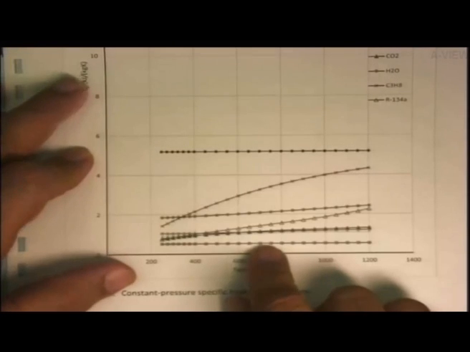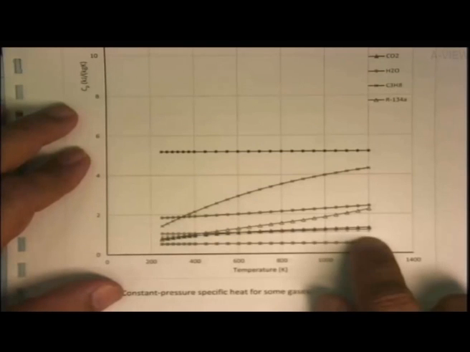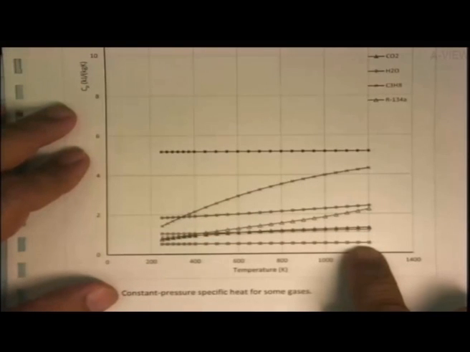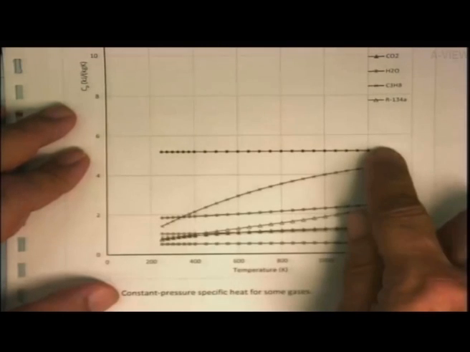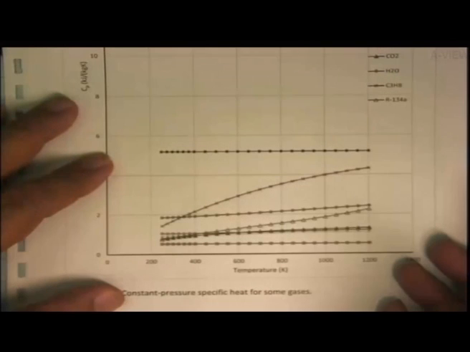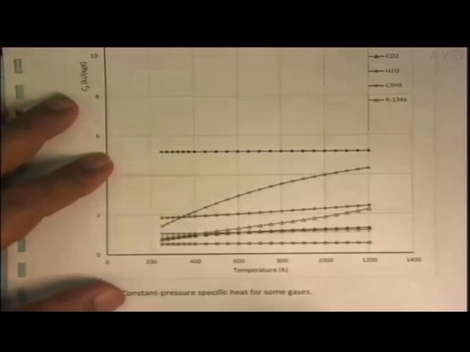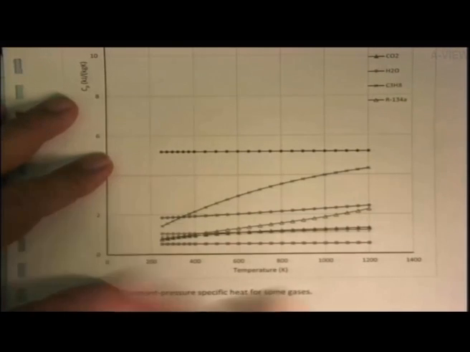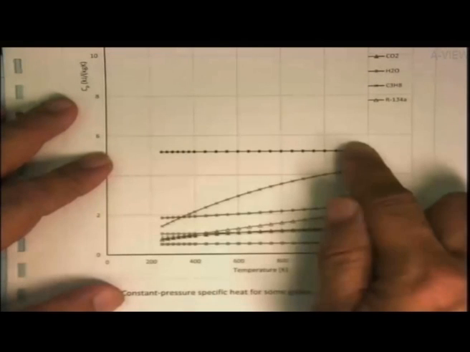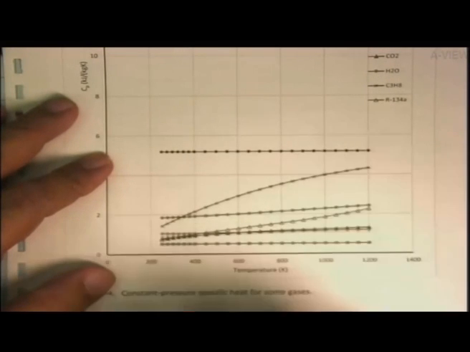Now let's go down further. The last line here also looks pretty much straight, and if you see, this is argon. So argon specific heat doesn't change with temperature. Helium specific heat doesn't change with temperature. And you can extend that and come up with the idea that helium and argon are monoatomic gases. They have very little manners in which they can absorb energy in the atom, and so the specific heat doesn't change much with temperature. So these are two monoatomic gases. The dependence on temperature is very weak.